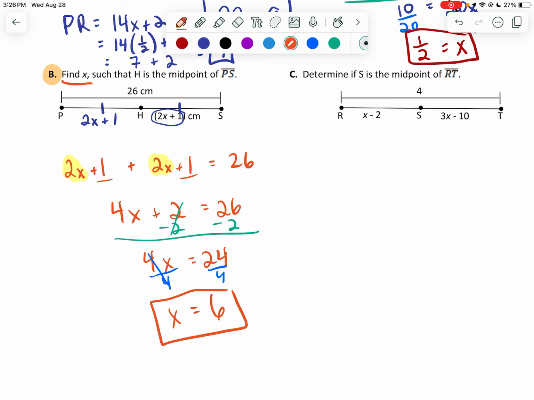And this one did just say find x. Okay, so it's very similar to what we did the other day. It's just that little added thing of the midpoint. Okay, having something in the middle means 2 equal sides.